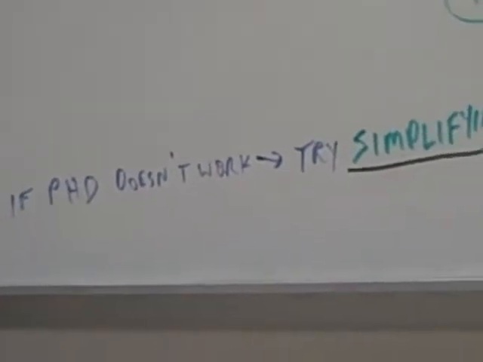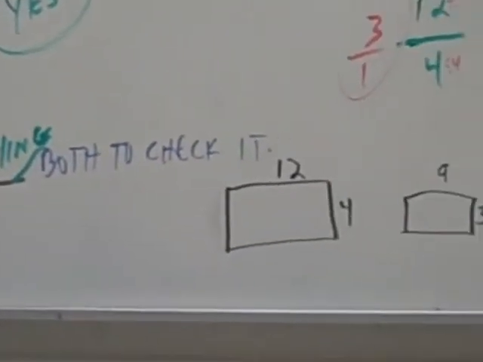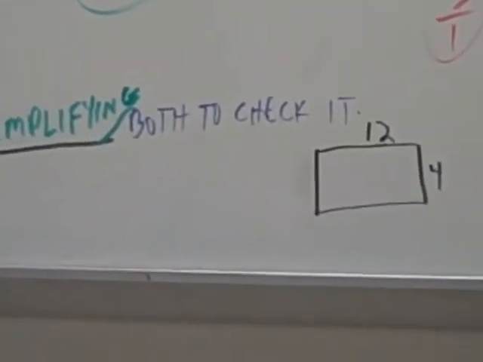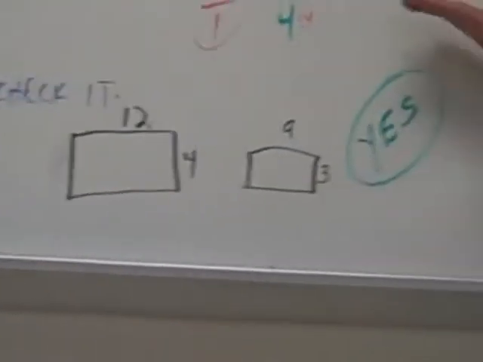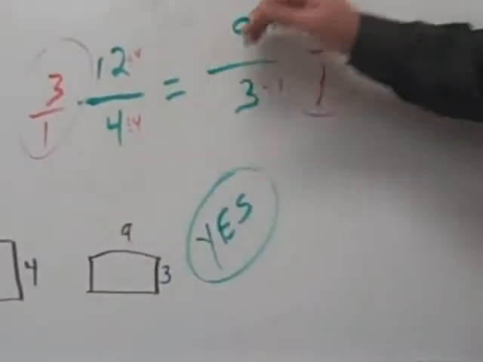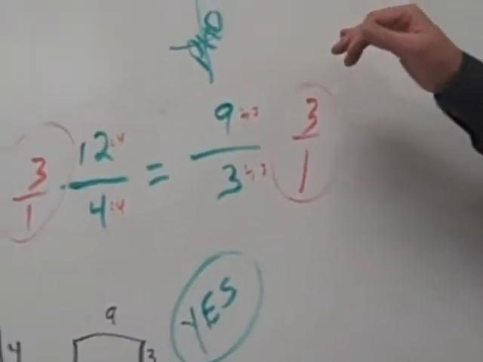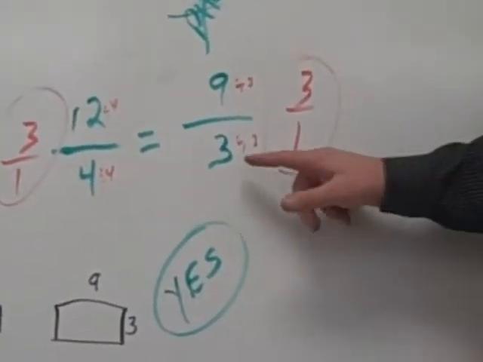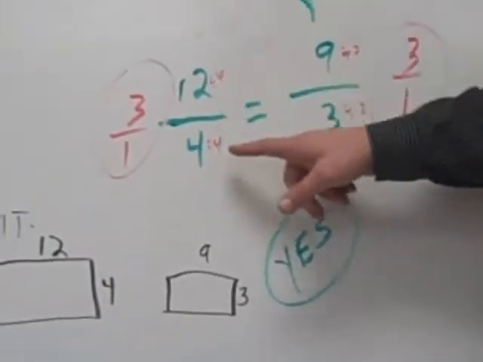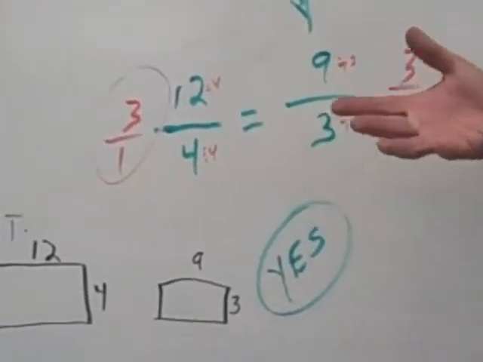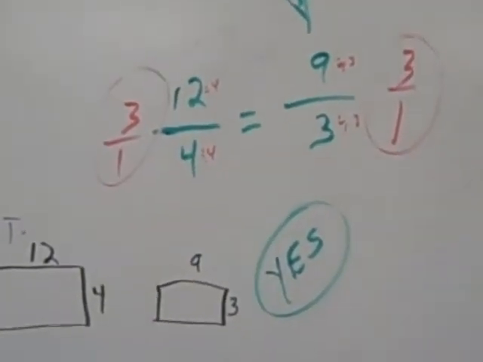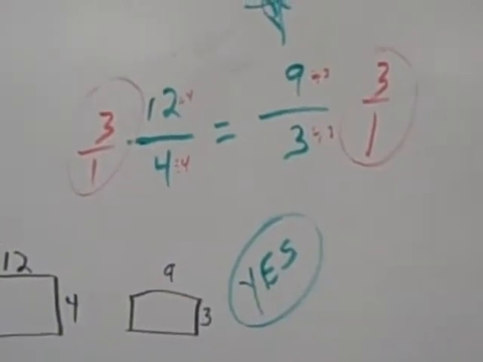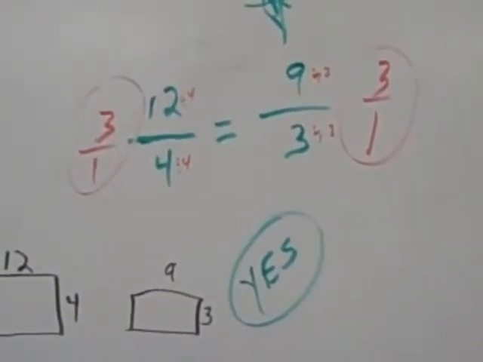Did you know there's another way of doing this too? Cross multiply. If I can cross multiply and they are equal, then they are similar or proportional. What's 3 times 12? 36. What's 4 times 9? 36. So there's another star I could put up there, right? So you can cross multiply and check it.